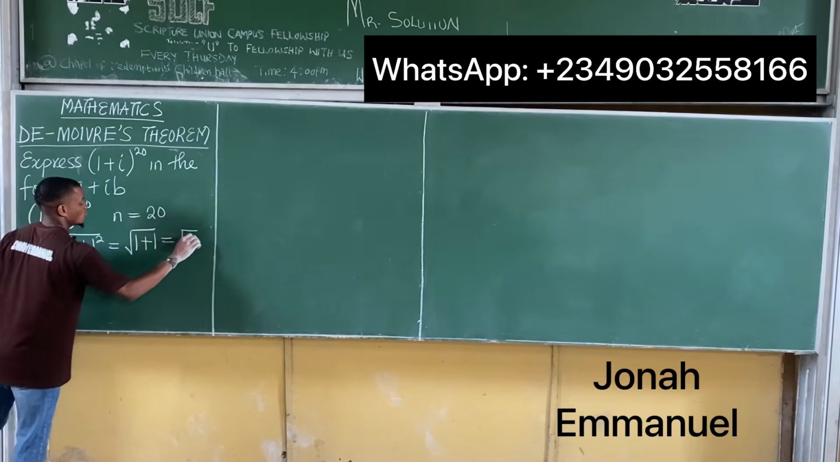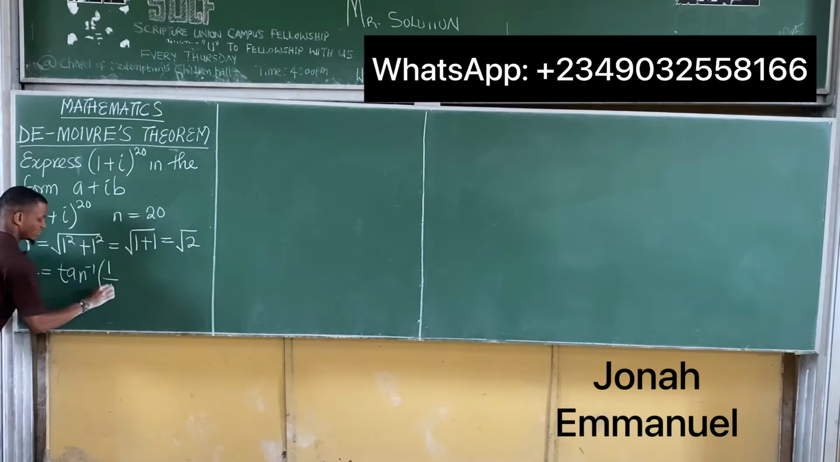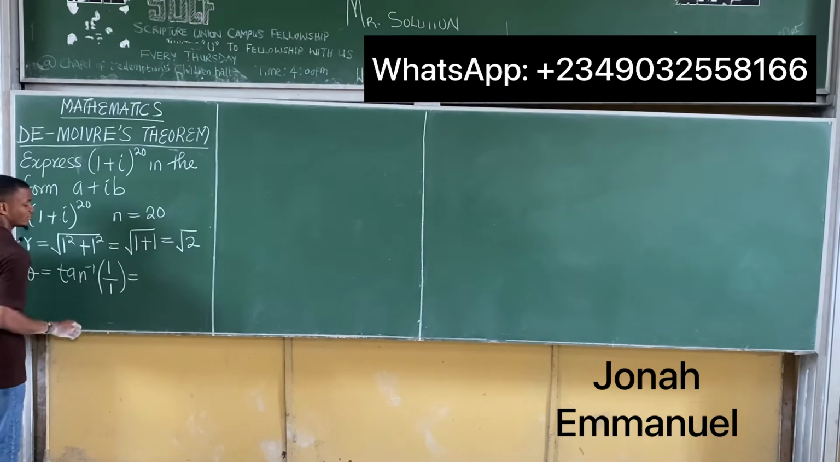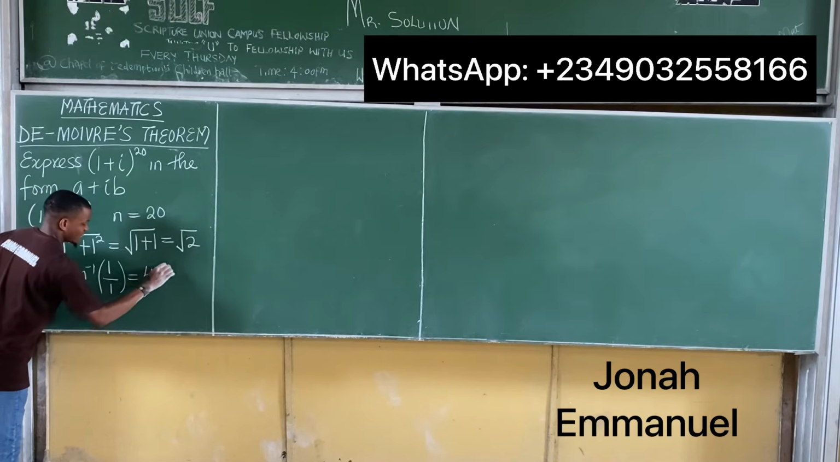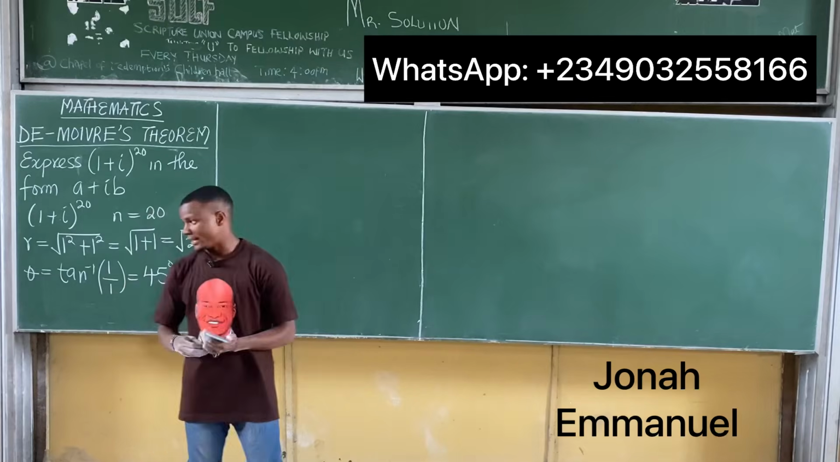That's equal to root 2. So let's get theta. Theta is equal to tan inverse of b, that's 1, all over a, that's 1, and that's equal to tan inverse of 1 over 1, which is 1. So it becomes tan inverse of 1, which we got previously as 45 degrees.